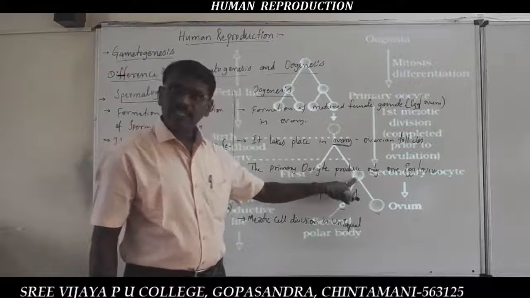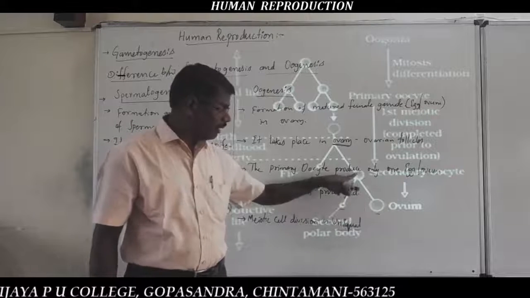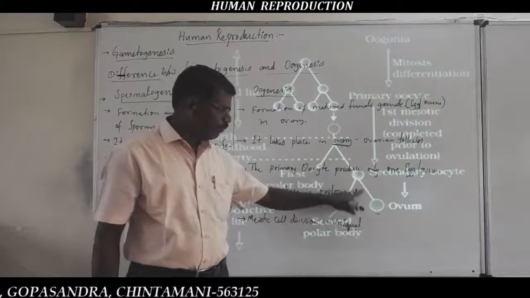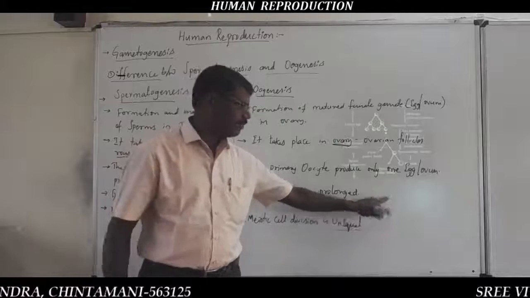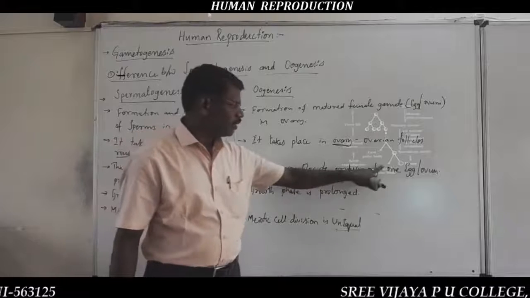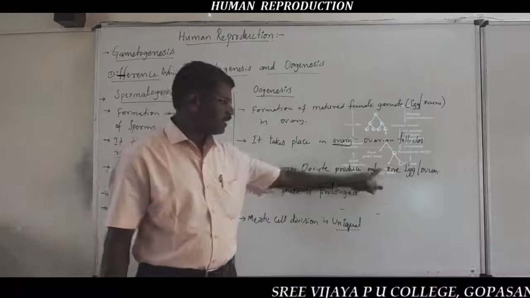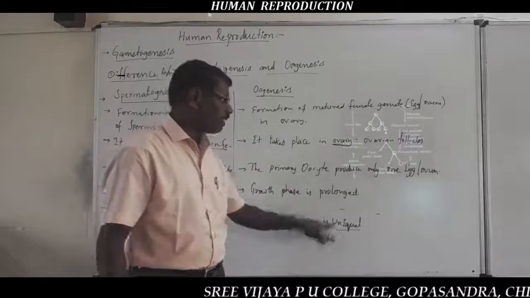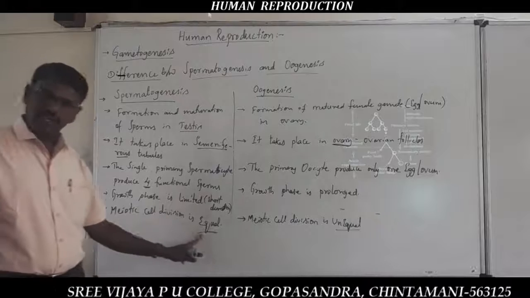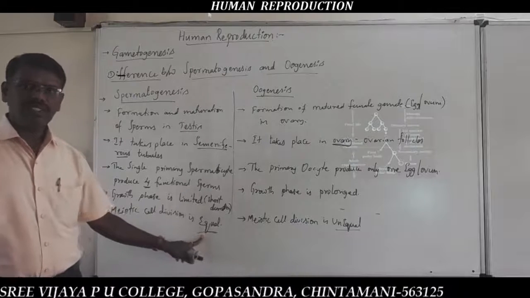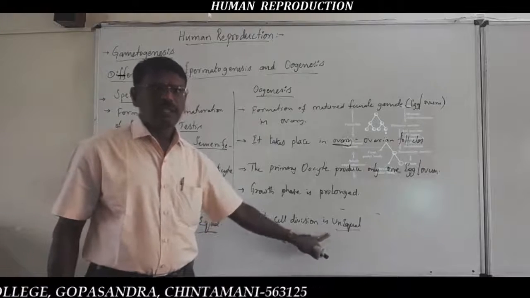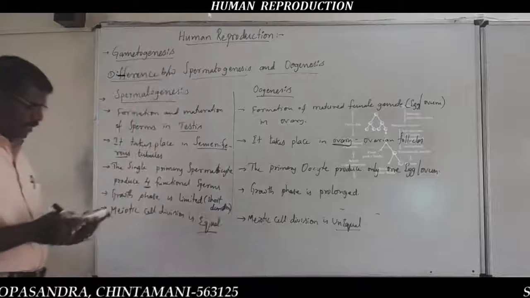Even the second meiotic cell division in the secondary oocyte is also an unequal cell division. It leads to the formation of one functional egg, and the remaining one is the secondary polar body, that is, the second polar body. So, as in spermatogenesis the meiotic cell division is equal, in oogenesis the meiotic cell division is unequal.